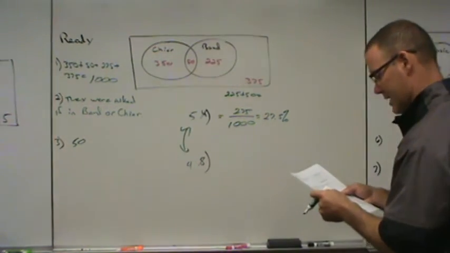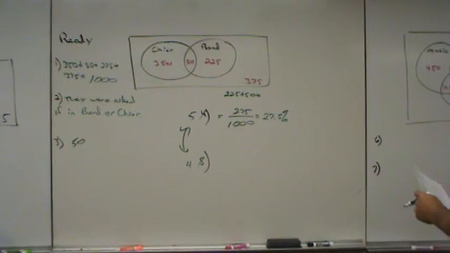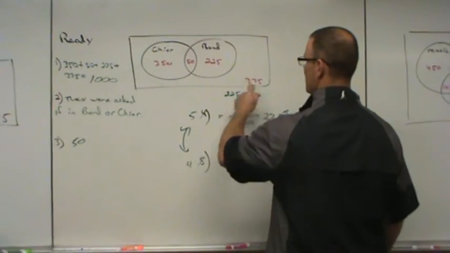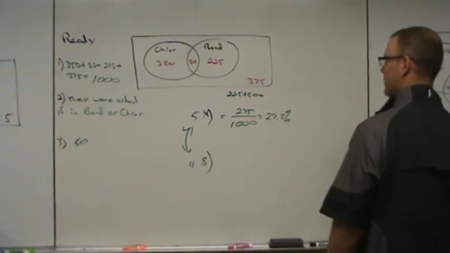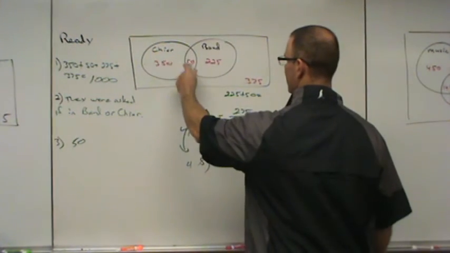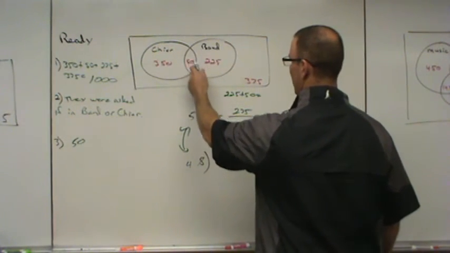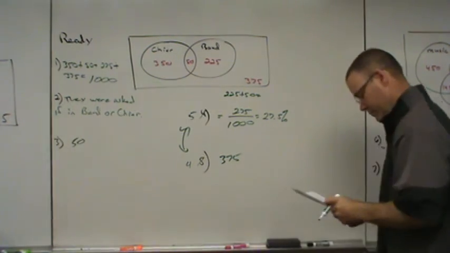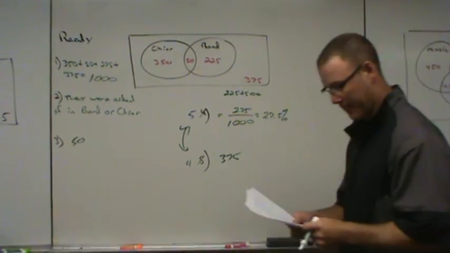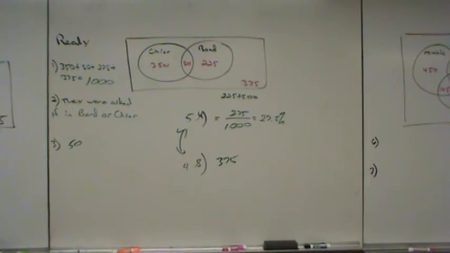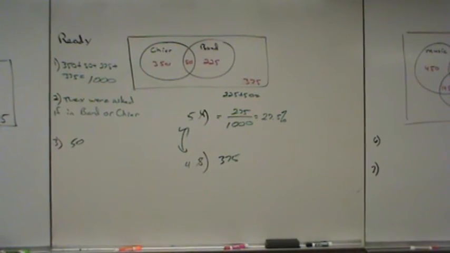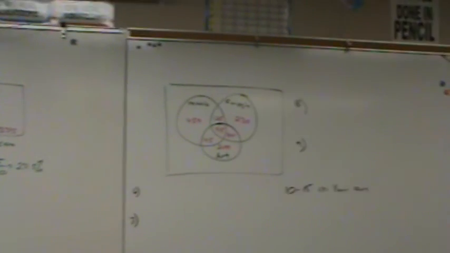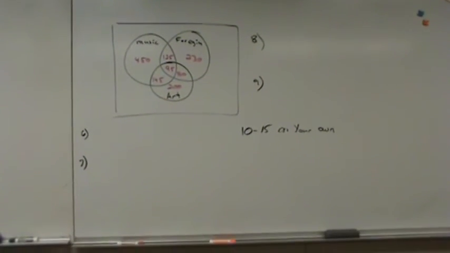How many students are not in either choir or band? Which number represents the ones that are not in choir or band? Well, if these are in choir, these are in band, these are in band and choir, not in either: 375. Pretty easy, right? Oh, now they're giving us a 3-circle Venn diagram. Oh no. How can I figure this one out? This shouldn't be too bad.